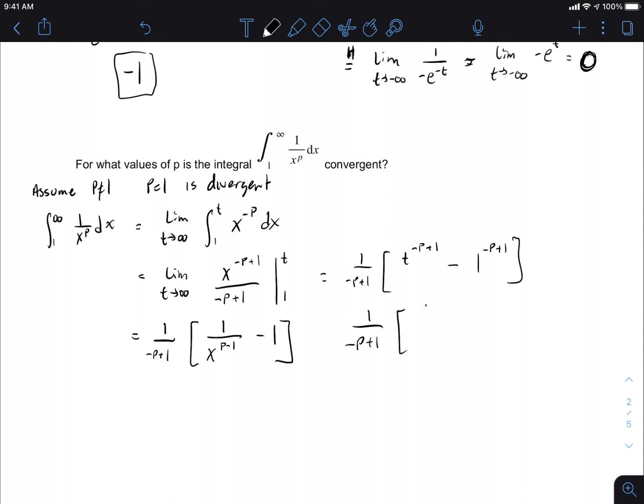And now if I bring this down, because I want the p to be positive, I'm going to go t to the negative p plus 1, right? Because the power rule tells me if I go down, it has to become a negative, or if I go up, it becomes a negative, right? Minus 1. Well, doesn't that become 1 over negative p plus 1 of 1 over t to the p minus 1, minus 1?